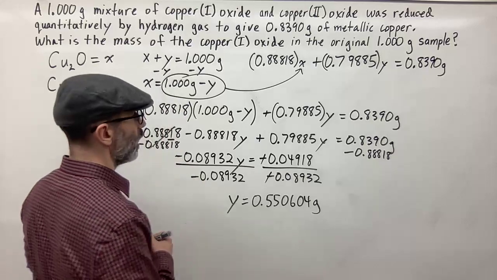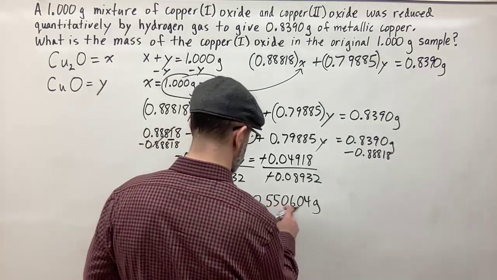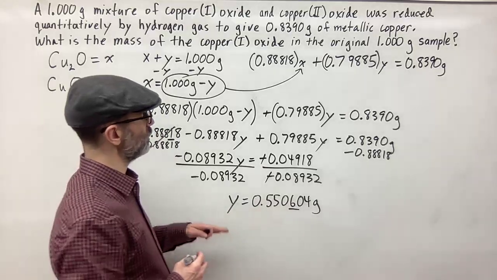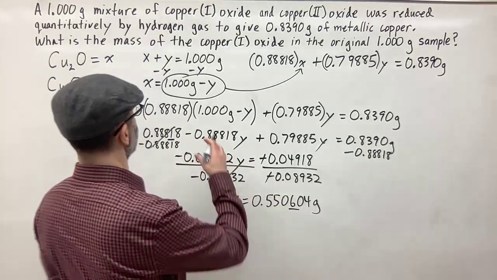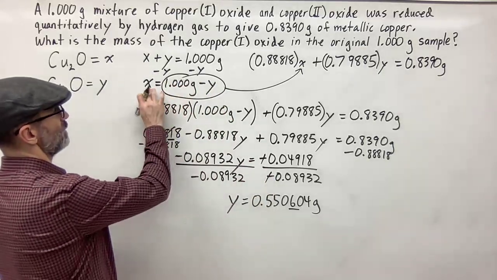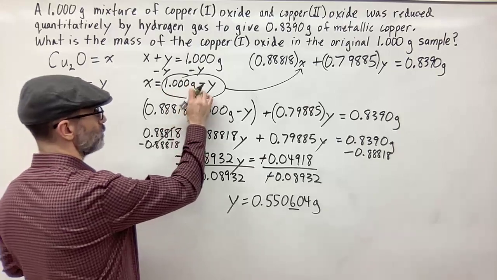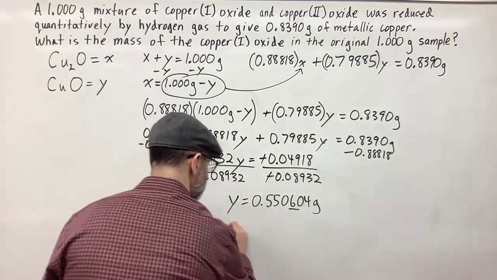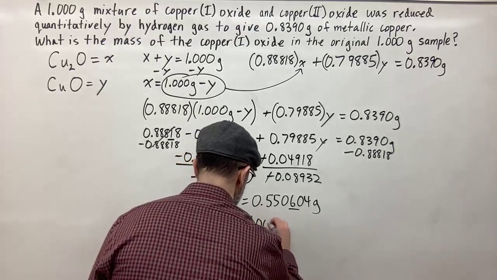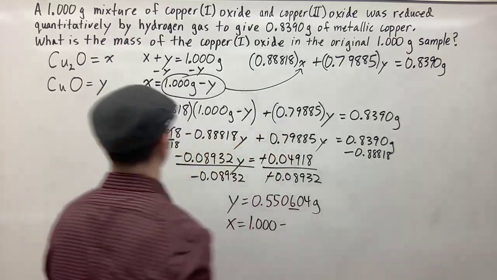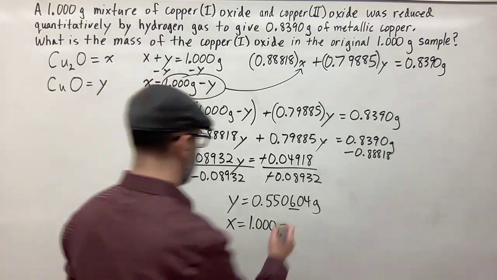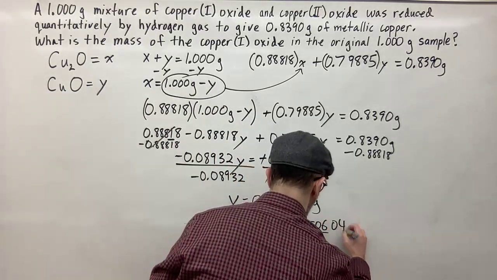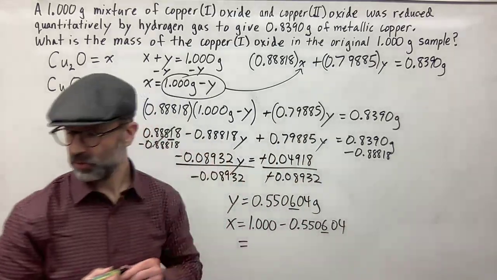And again, of course, I should only have 4 sig figs, so 1, 2, 3, 4, so I would cut it off there. And then to get x, I just subtract y from 1, right? Because remember, the equation I have is x is equal to 1.000 grams minus y. Well, this is y, so I subtract this from 1 and I get x. So x is equal to 1.000 minus y, and this is y, so minus 0.550604.